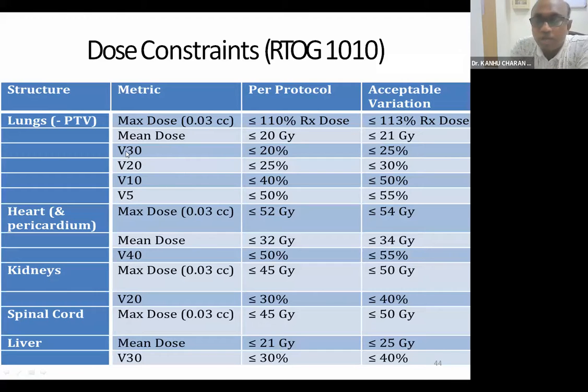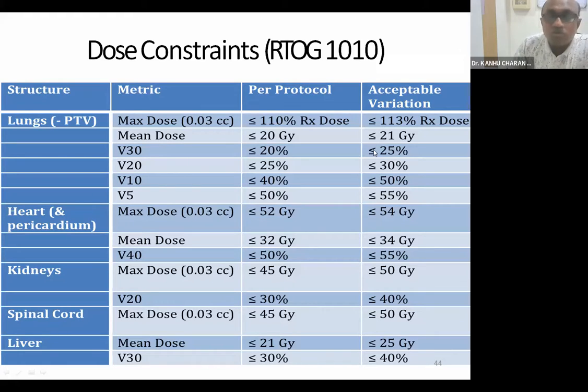So when you are going for an IMRT or VMAT plan, please keep to the maximum dose at a point. These are the various volumes: V30, V20, V10, V5. This should be kept in mind, because when you are planning with VMAT and IMRT techniques, your low dose volume will increase. So please keep V5 within acceptable variation. I usually follow V20, V10, and V5. V20 should be less than 30, V10 less than 50, and V5 less than 55. So you should keep these things in mind.